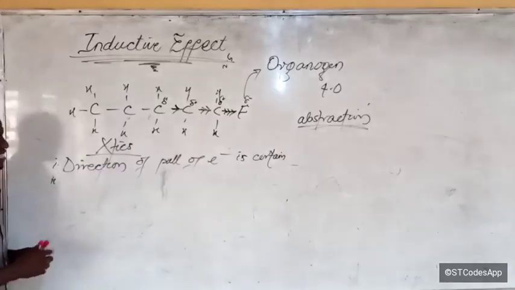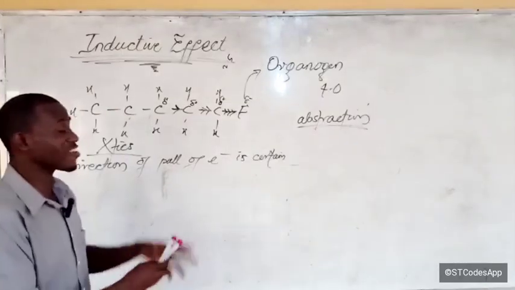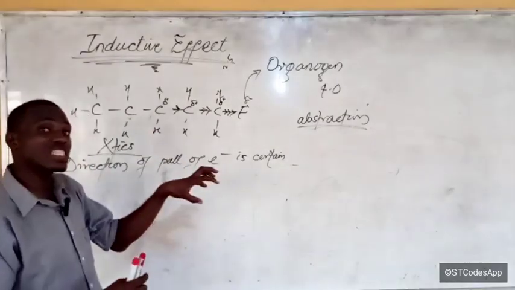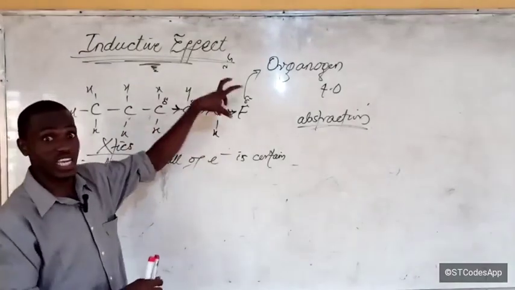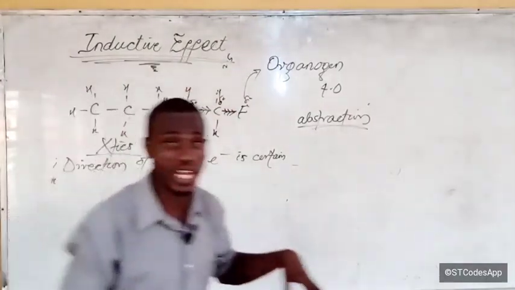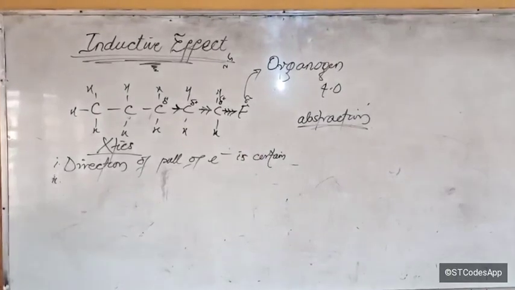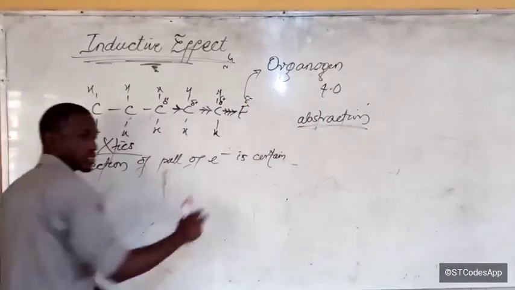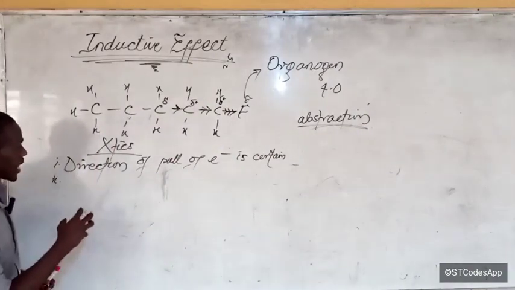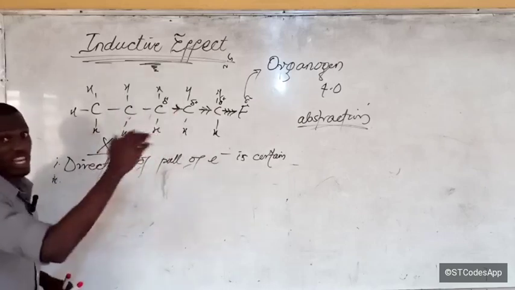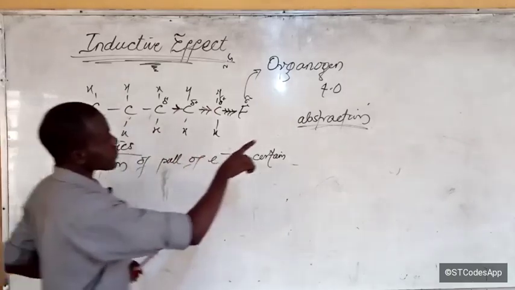And why is it certain? Because the direction of pull of electron is always towards the more electronegative element, which is called the organogen. So the direction is certain, and the direction is towards the more electronegative elements.